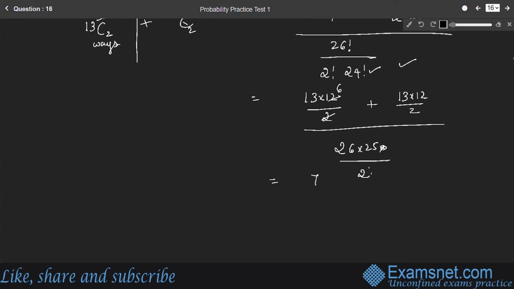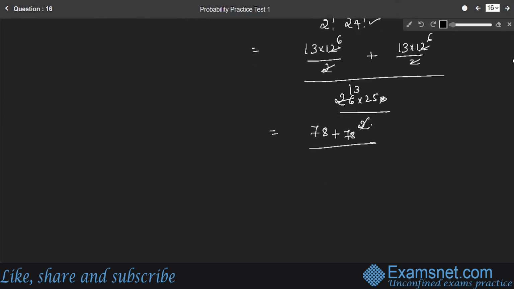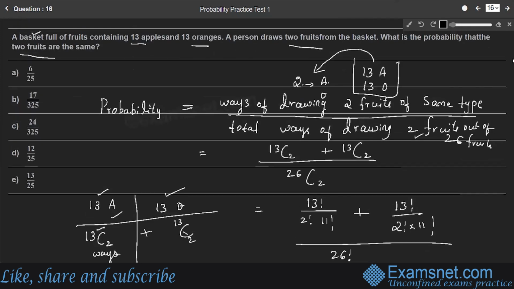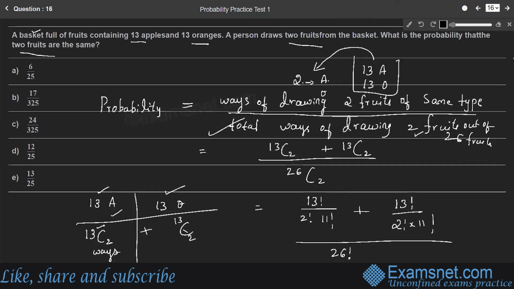So 13 into 6 is 78, plus in the next part also we have 13 into 6, which is 78, divided by, here we have 12 into 13. So that 13 into 25 becomes, so 25 into 3 is 75. So 25 into 1 is 25 plus 7 is 32, 325, right? So that means in 325 ways, we can draw 2 fruits out of 26 fruits.